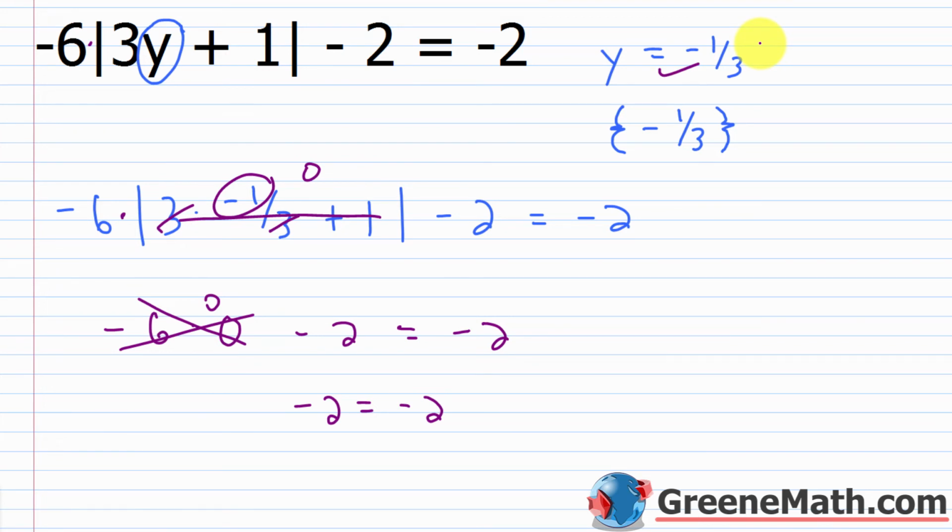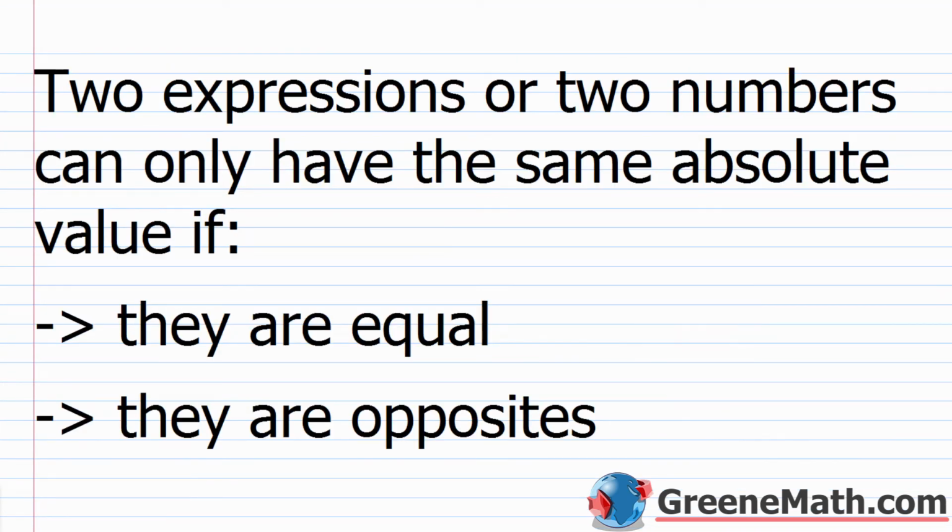y equals negative 1/3. All right, so kind of the last special case scenario you're going to deal with is where you have two absolute value expressions that are equal to each other. So before we kind of get into that, I want to remind you of one thing that you might have overlooked. So two expressions or two numbers can only have the same absolute value if they are equal. So that's one scenario. 2 has the same absolute value as 2. Those two numbers are the same. They're equal. Negative 2 has the same absolute value as negative 2. Again, those two are the same. They're equal. Negative 19 and negative 19 have the same absolute value.